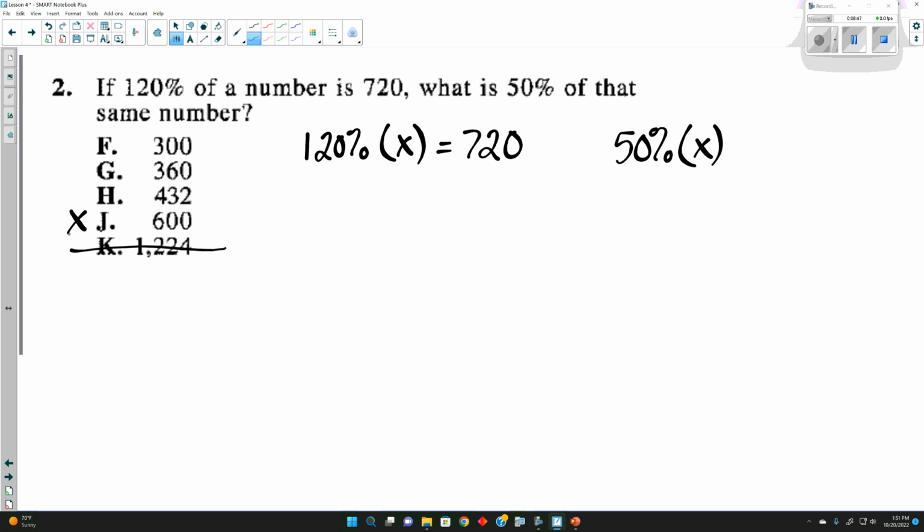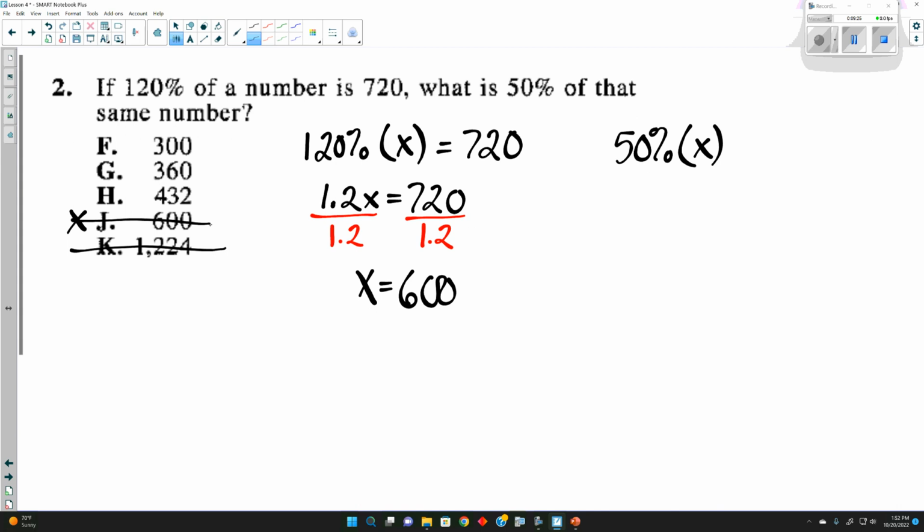Now for both of these here, it's going to be helpful if we rewrite these as decimals. So we're saying 1.2x is equal to 720, yes? What can we do to get x by itself? Divide both sides by 1.2, which tells us x is 600. So is 600 the correct answer? No.